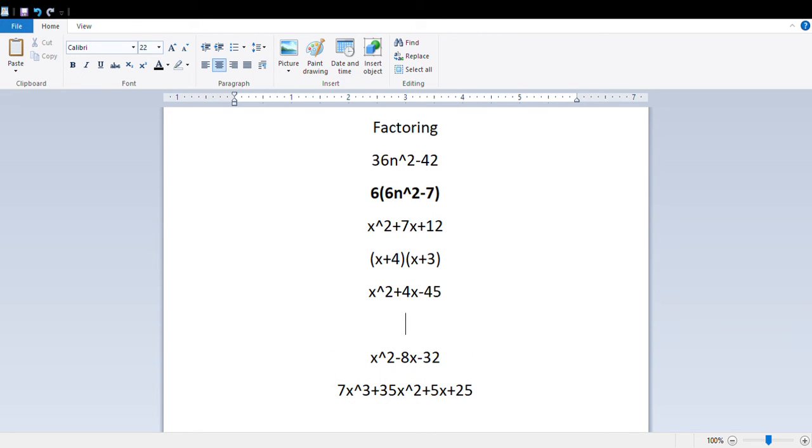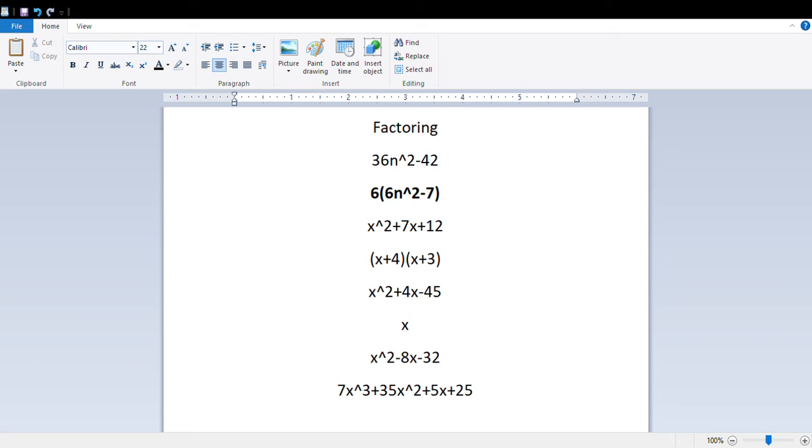Next is x squared plus 4x minus 45. It's the same thing: you have a trinomial. Another thing to remember, you can only use this when the coefficient of your first term is 1. So for this one, we have x squared plus 4x minus 45. Find two numbers that when you multiply equal negative 45, and when you add equal 4. Assuming you've had a go at it, it would be 9 and negative 5. 9 times negative 5 is negative 45, and 9 plus negative 5 is 4.